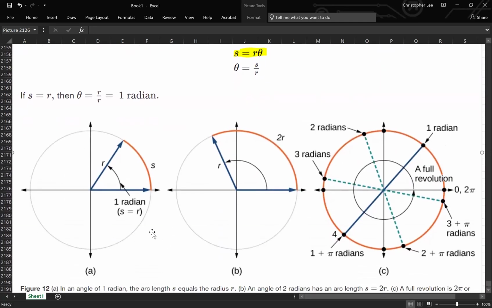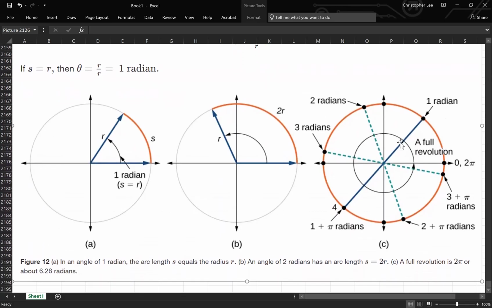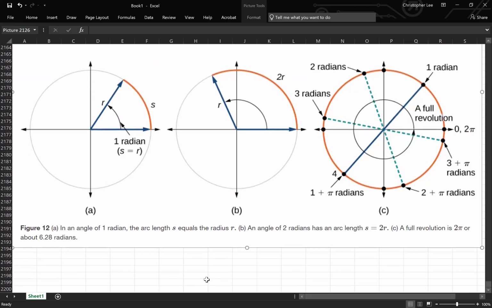So here you go. 1 radian would be right here. This would be 2 radians around and the full rotation, all right? So in an angle of 1 radian, the arc length S equals the radius R. In an angle of 2 radians, the arc length is S equals 2R. A full rotation is 2 pi, or about 6.28 radians. All right. All good stuff.